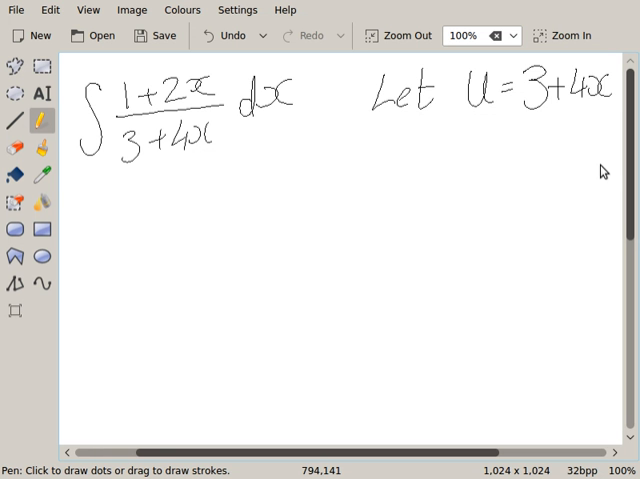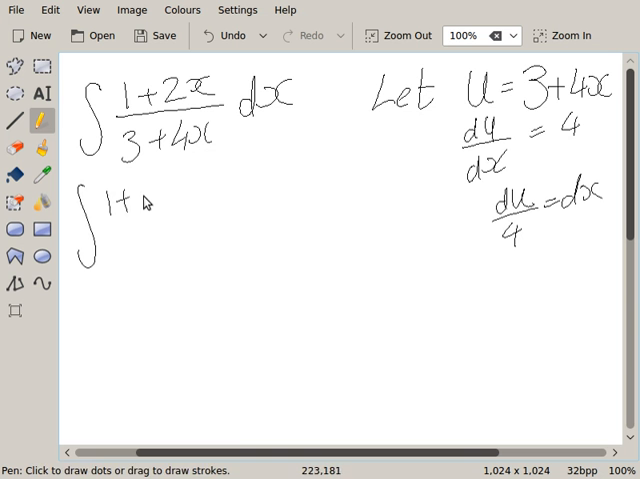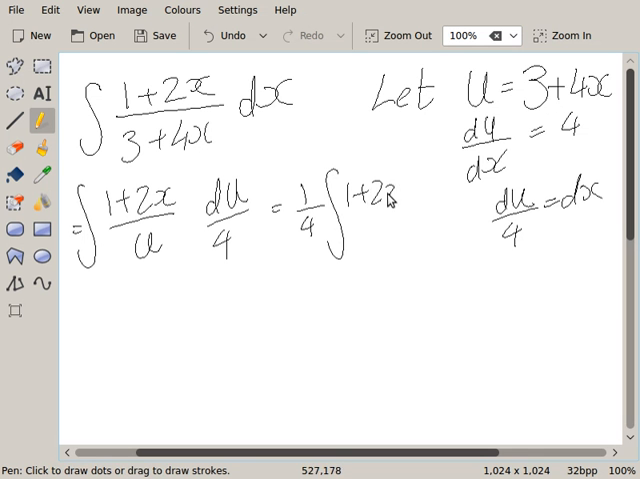Okay, let's have a look at it. So the start is okay. du/dx equals 4, so du over 4 equals dx. That's fine. So this here is 1 plus 2x over u, du over 4, which is 1 over 4, 1 plus 2x over u du.